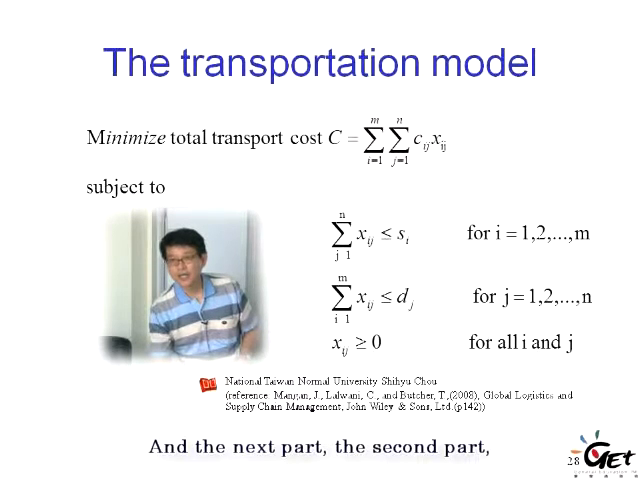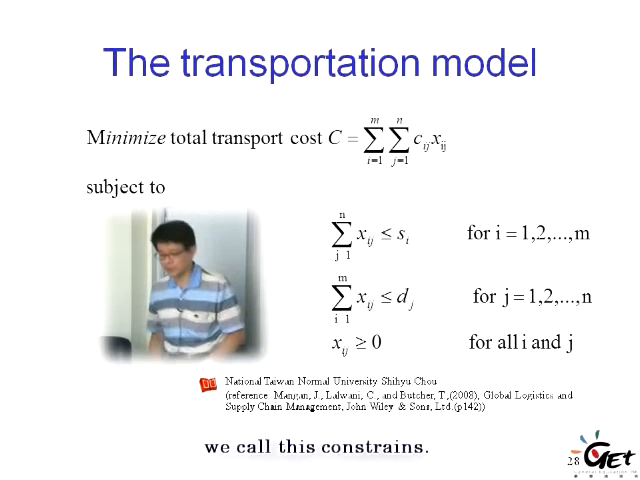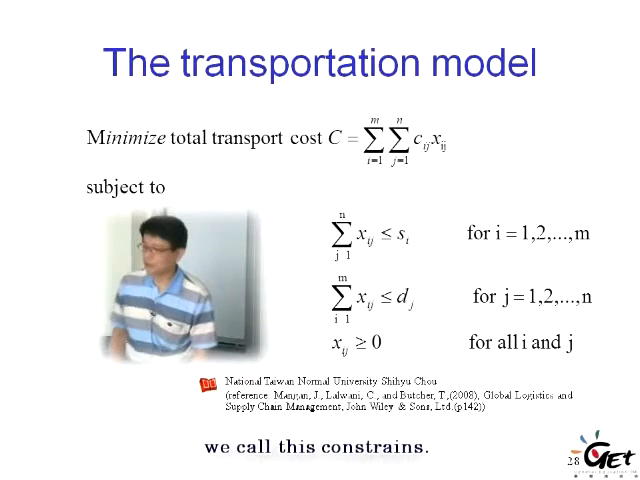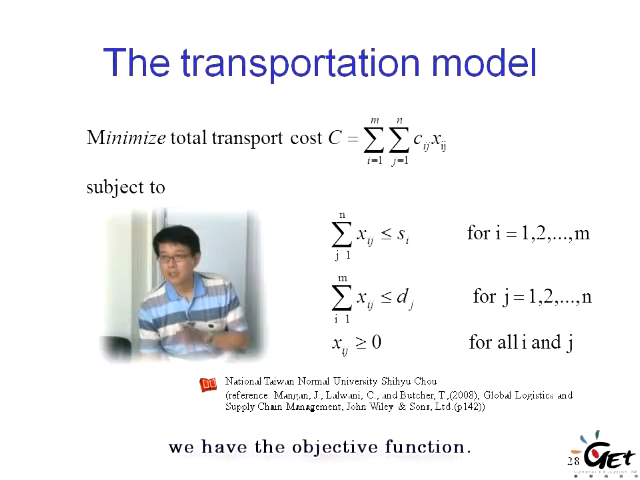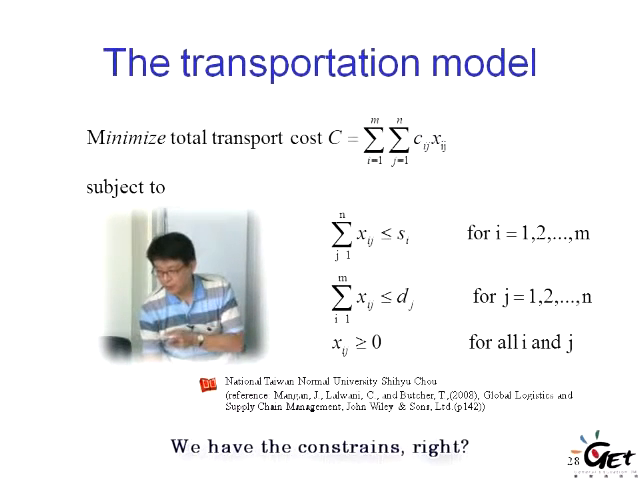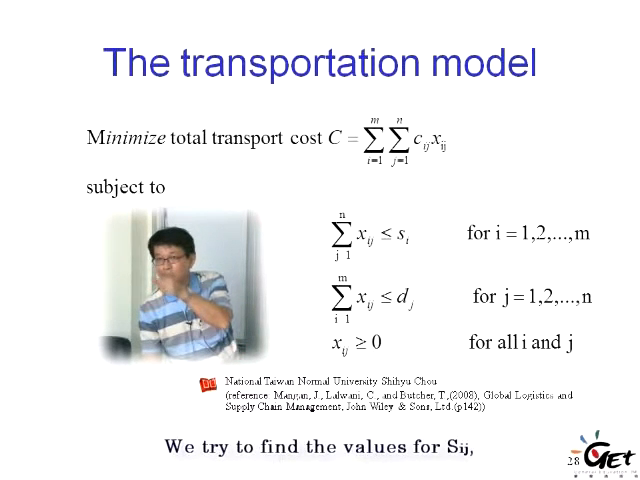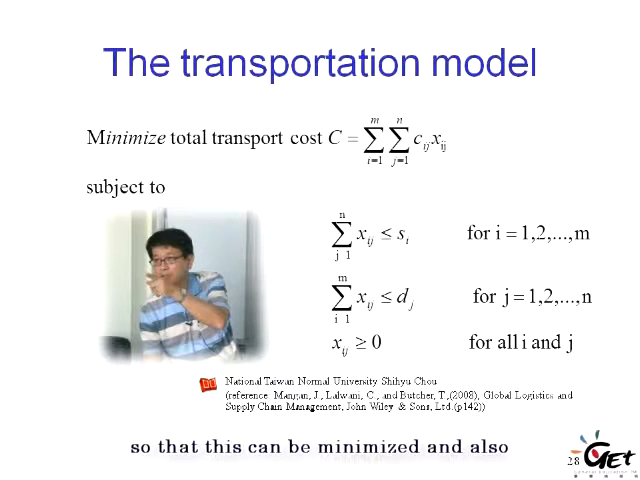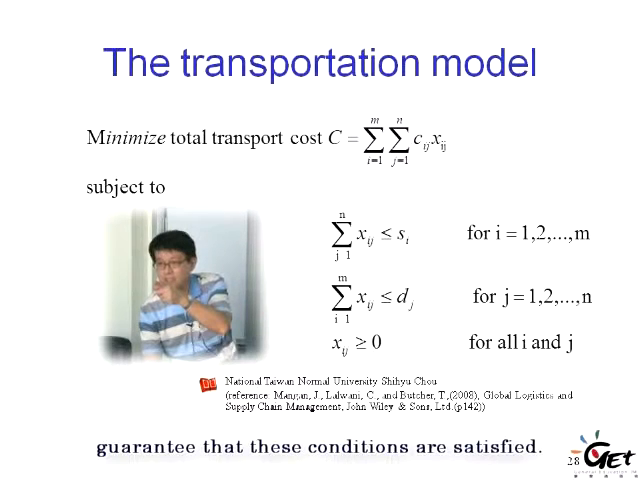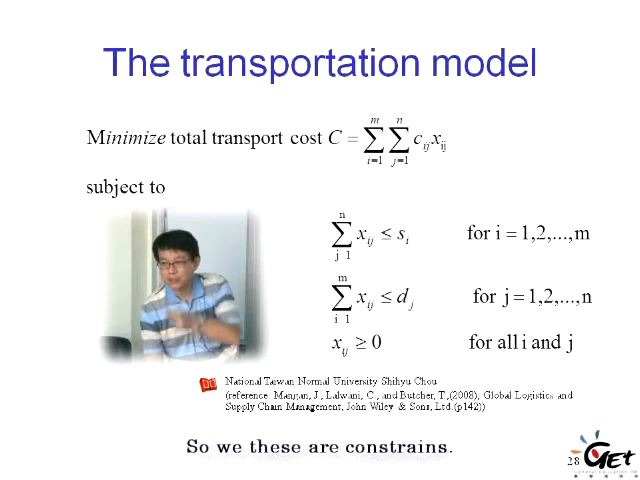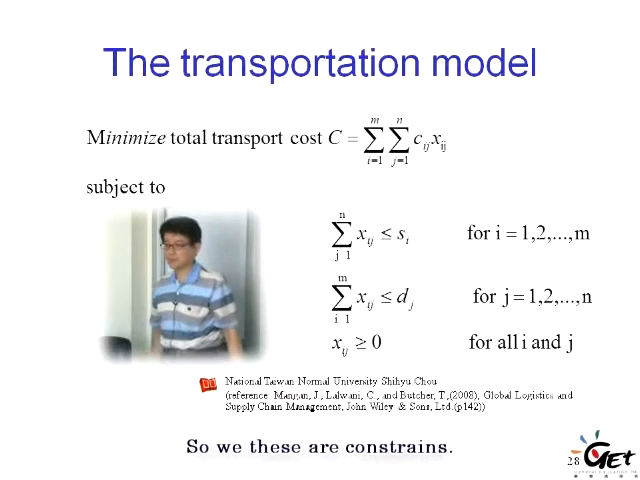And the next part, the second part, we call constraints. We have the objective function and we have the constraints. We try to solve this problem by finding values for Xij so that the cost is minimized and also guarantee that these conditions are satisfied. So we call these constraints.